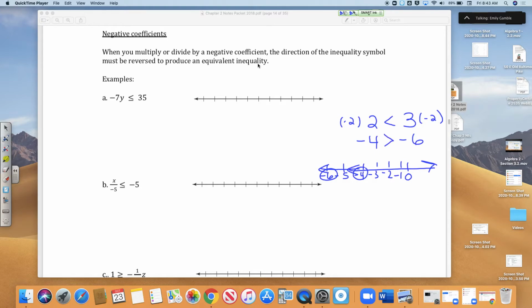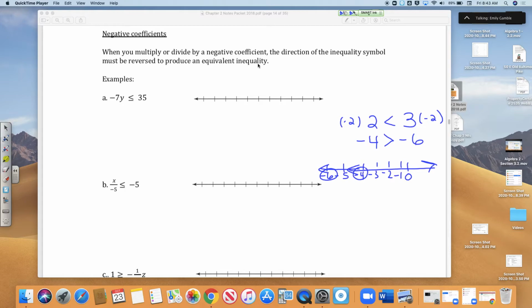It works for division too. If you divide by a negative number, you have to flip the symbol. So it's weird because there's a couple times you have to flip the symbol. You have to flip the symbol when you are going to graph, and if it makes more sense to you to put the variable first, you have to flip the symbol. You also have to flip the symbol when you divide or multiply by a negative number.